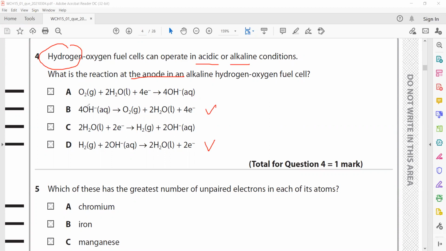But you can see in B it does not involve hydrogen as a fuel. So that's why, since fuel oxidation happens, D is the right answer. Why not C or A? Because it is the opposite. Oxidation happens at the anode, but what you can see there is gaining electrons, so it is a reduction.